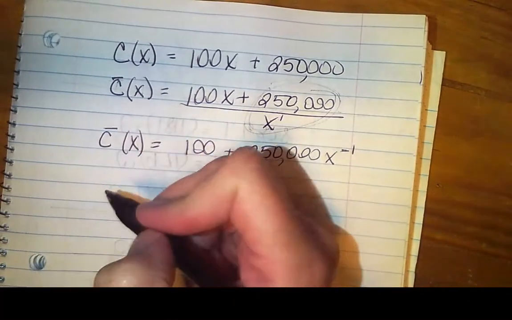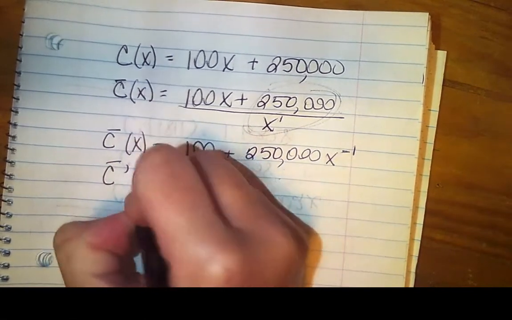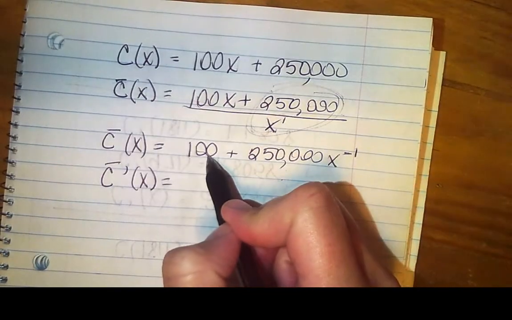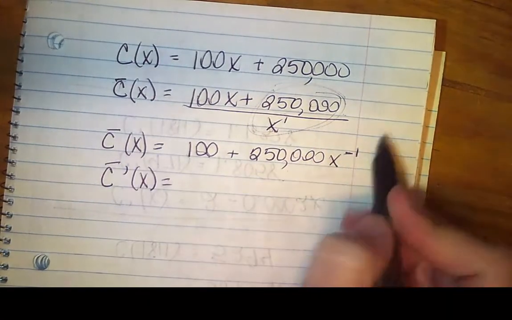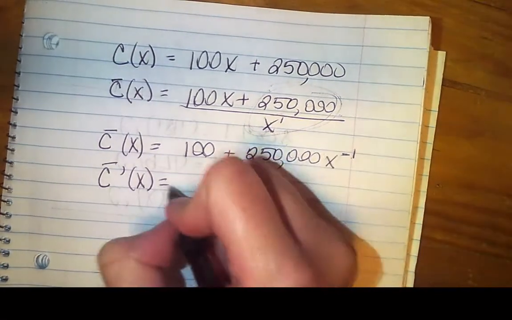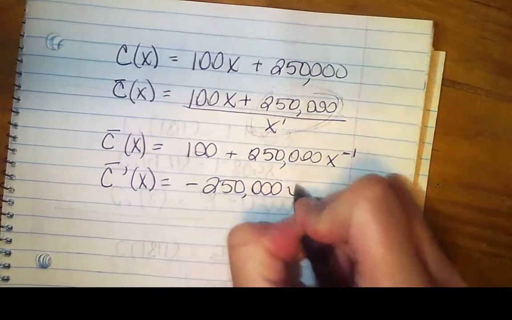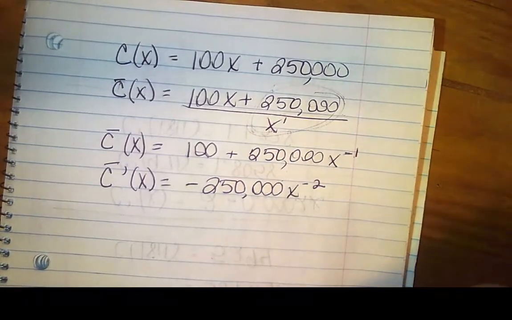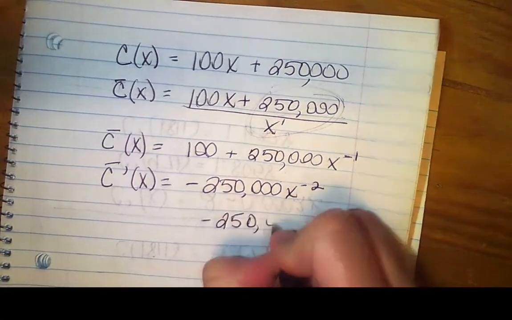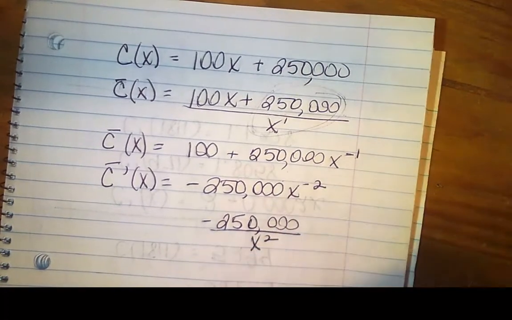So now I can find the marginal average cost function, because I'm going to take a derivative. So the derivative of 100 is 0. The derivative of 250,000 x to the negative 1 is going to be negative 250,000 x to the negative 2. And remember, you could rewrite that as negative 250,000 over x squared.